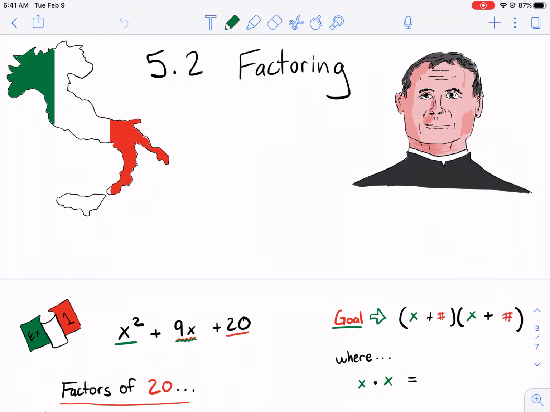This is factoring. So if you're taking algebra, algebra 2, advanced topics, this is how you factor trinomials. So really this is the trinomials section.